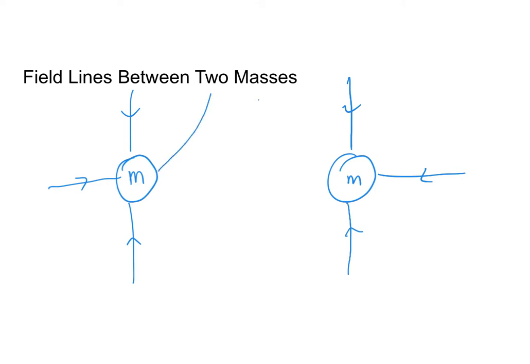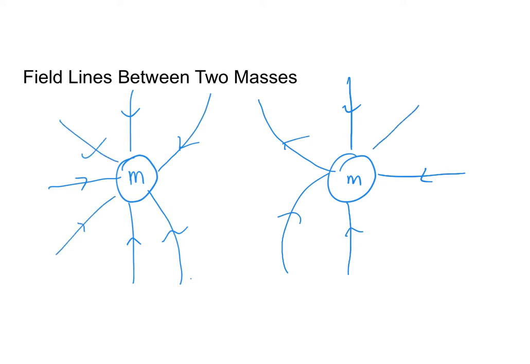Similarly, as I get to these central points, you'll see that I have to start bending my lines so that they don't run into one another, because our field lines should never cross. So here is a good example of what the field lines between two masses look like.